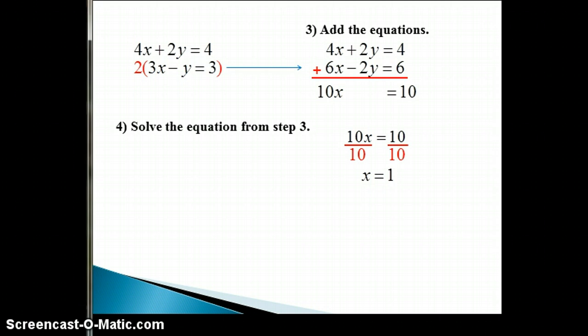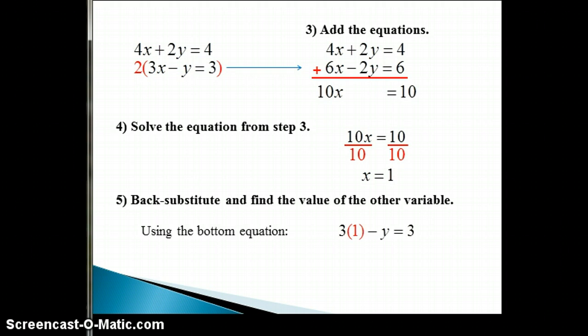Now we need to find y, and we do this by back substituting into one of the original equations. Using the bottom equation, if we replace x with 1 and solve for y, we get y equals 0. Thus our solution to the system is the ordered pair 1, 0, since the x is 1 and the y is 0.